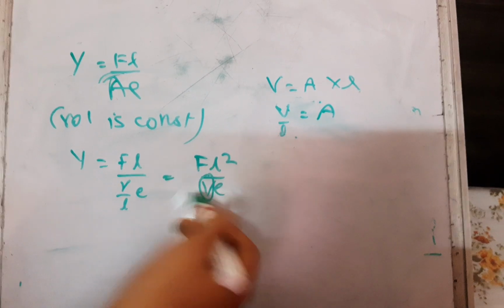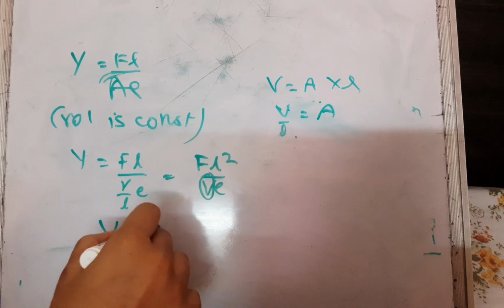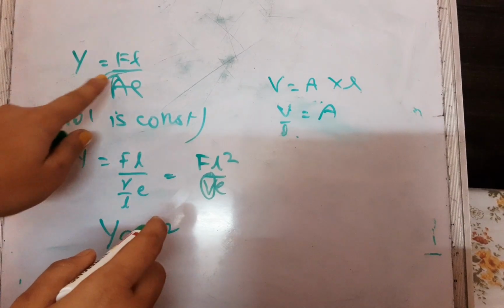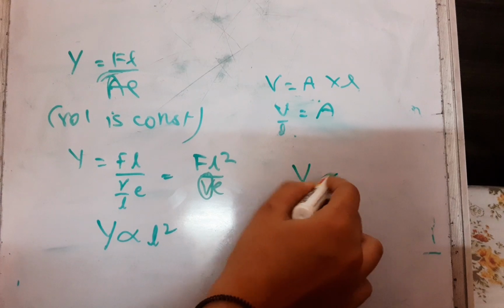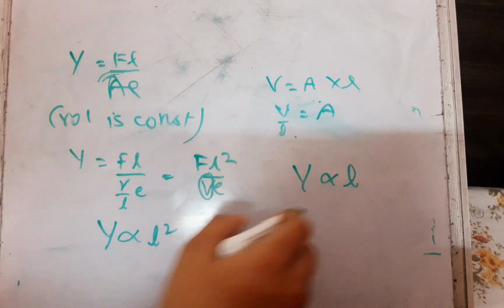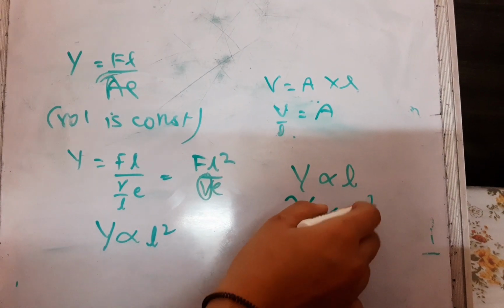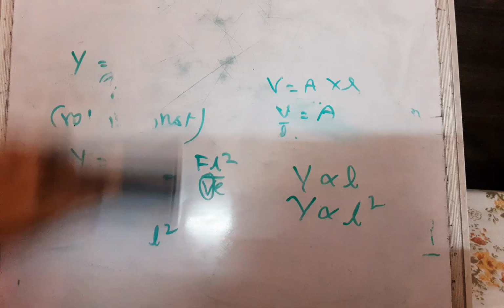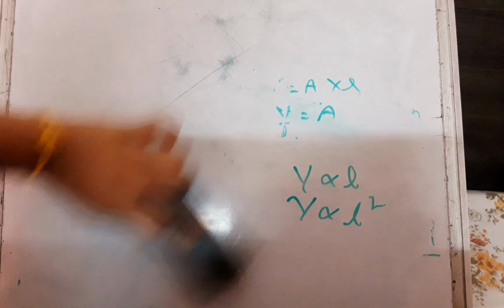Now volume is constant. That means Y is directly proportional to L square. So in a question you should read properly. Till now, if we make area constant, Young's modulus is only directly proportional to L. But if you make volume constant, Young's modulus is directly proportional to L square. So read the question properly. What they told you to assume constant. These are nothing but applications only.